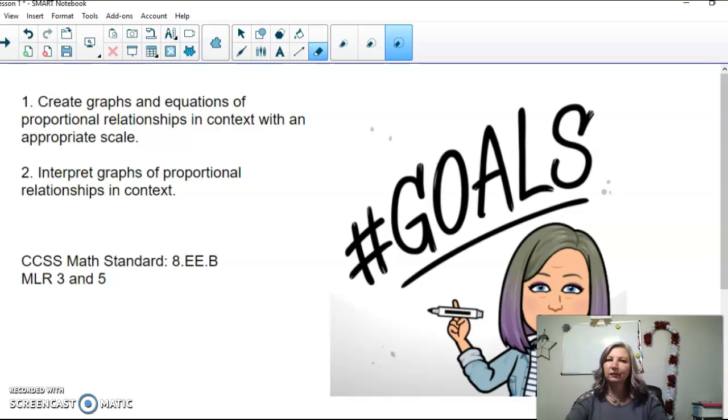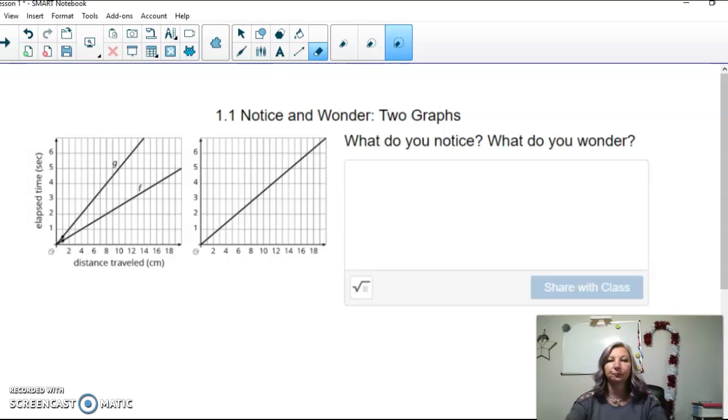The goals for this lesson are to create graphs and equations of proportional relationships in context with an appropriate scale, and to interpret graphs of proportional relationships in context. This is a notice and wonder. This is your warm-up. What are some things you notice? What are some things you wonder? Feel free to pause me while you ponder.